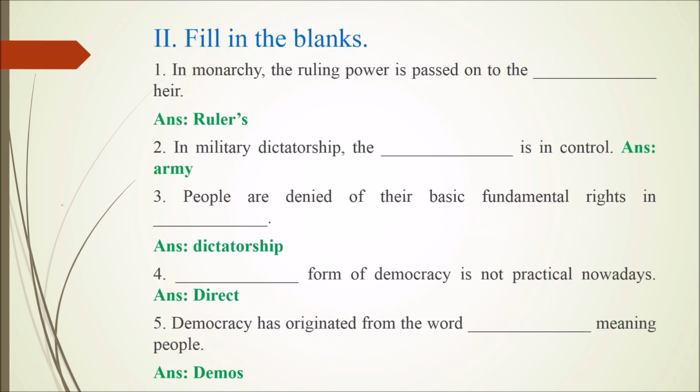Roman letter 2. Fill in the blanks. Question number 1. In monarchy, the ruling power is passed on to the dash heir. Here the correct answer is rulers. Question number 2. In military dictatorship, the dash is in control. So the answer is army. Question number 3. People are denied of their basic fundamental rights in dash. So the answer is dictatorship.